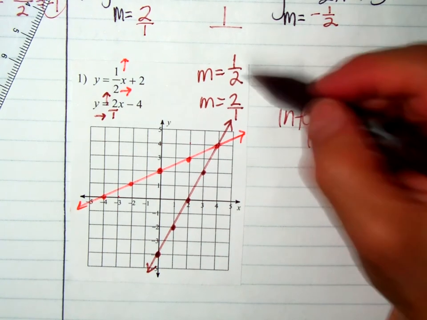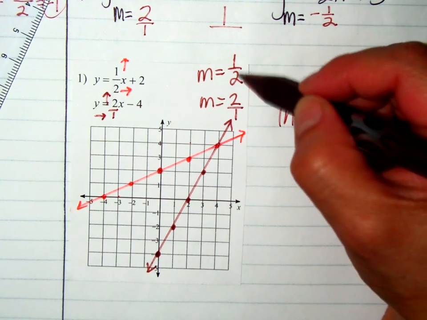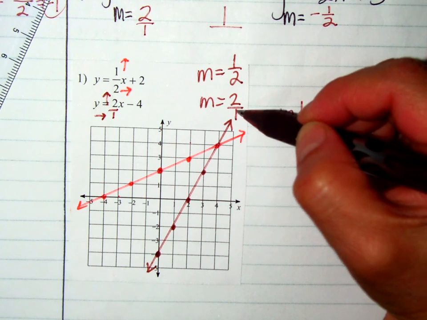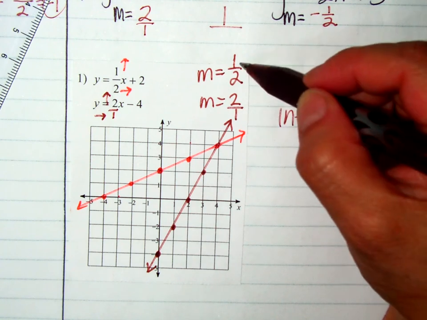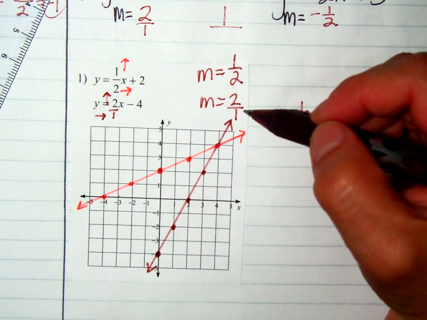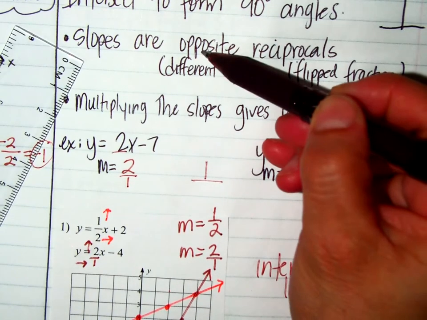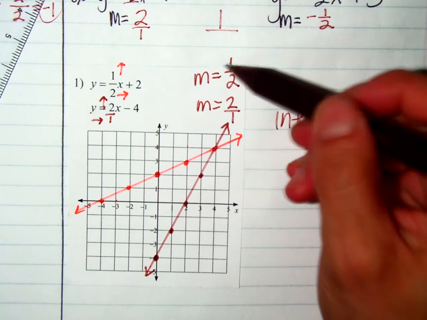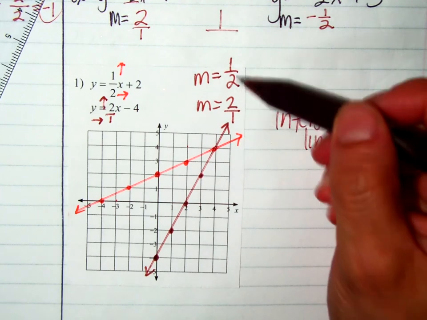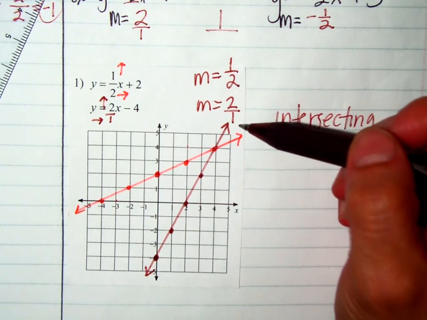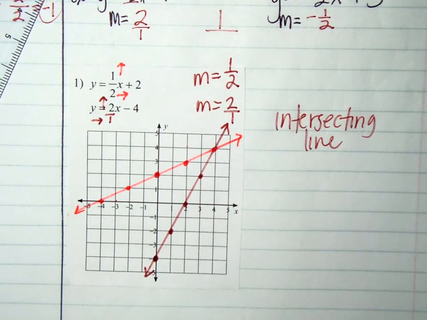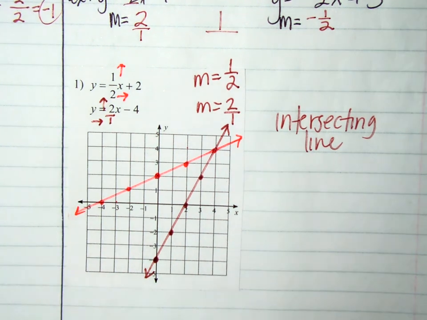However, the first one is 1/2, and the second one is the reciprocal of the first. But what is the condition for perpendicular lines? To be perpendicular, we must be opposite reciprocals. So that means that my numbers must be different signs. And in this case, both of them are positive. So we cannot be perpendicular, which leaves us with the last option of intersecting.